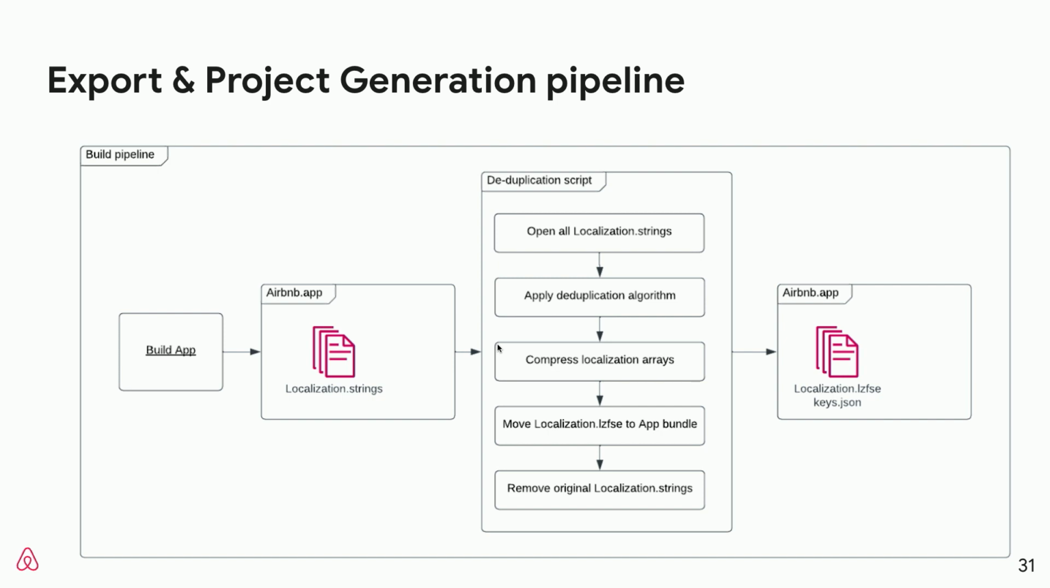So then we run our deduplication and compression algorithm. So pretty much we take the localization resources, we open every single file, we decode the content, and now we have arrays and dictionaries. We then convert that into data, we compress the data, then we move this new format after the deduplication and compression to the app bundle again, and finally we remove the original files. That's super important, otherwise you are not reducing app size. So at the end, you end up with this Airbnb.app that contains all the new files, the new format, all the localization files that are compressed, and the global list of keys.